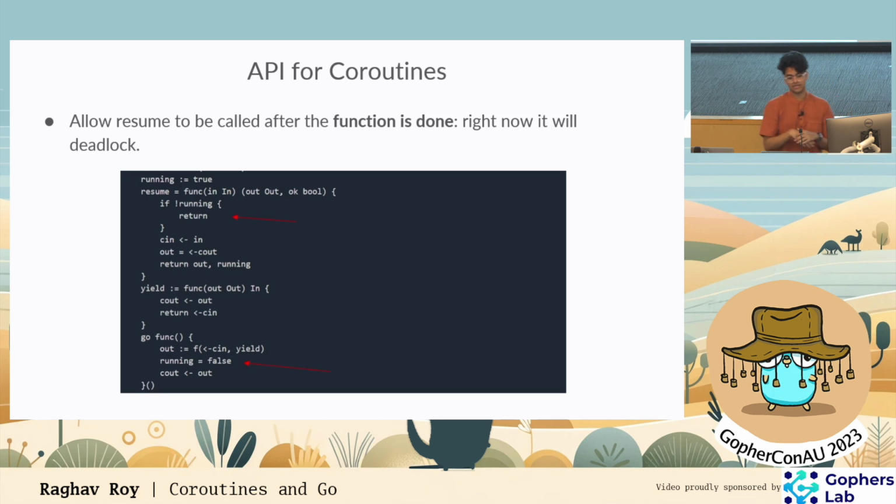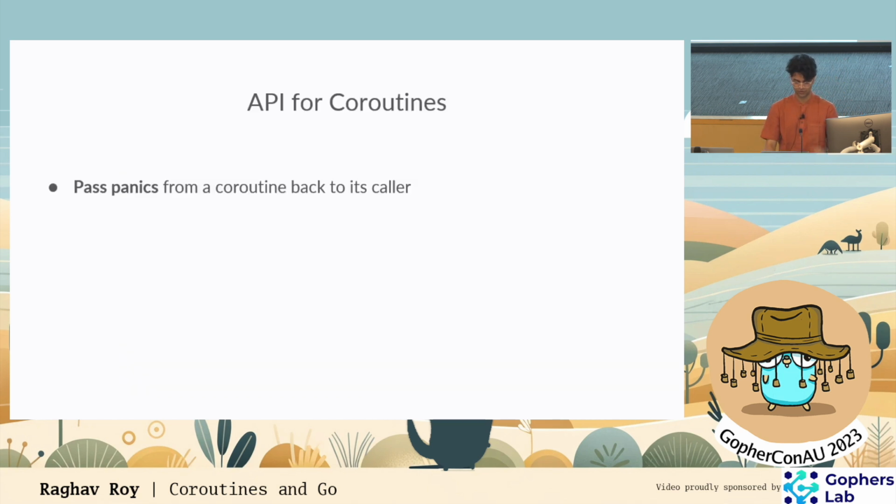Yeah, so very simply, we can extend our resume function to check if running is set to true, and it's set to false in our coroutine that's running. As soon as the function stops executing, it's set to false.